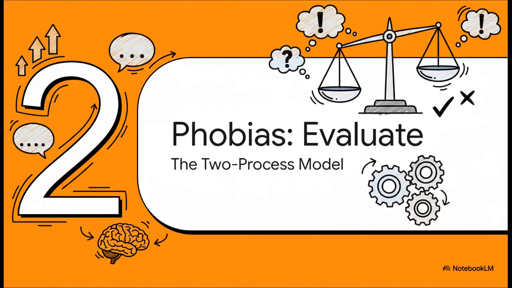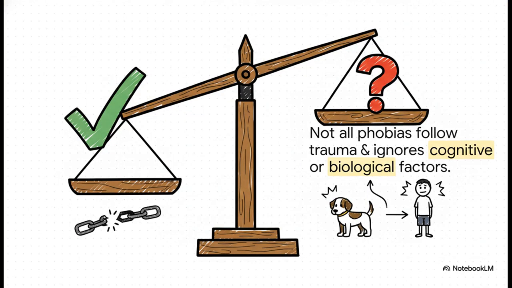Okay, now for the bit that really separates the good answers from the truly great ones, the evaluation. To bag those top AO3 marks, you have to be able to weigh up the pros and cons of this two-process model. A solid evaluation needs balance. On the one hand, a huge strength is its real-world application. It led directly to effective therapies like systematic desensitization, and it gives a really convincing reason for why phobias stick around.